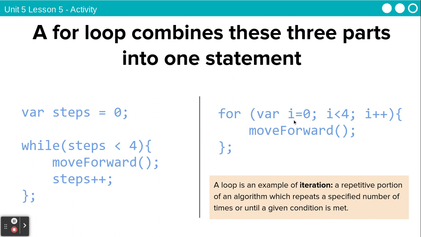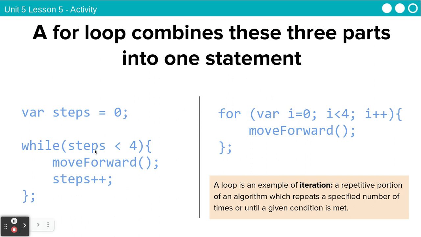They usually use the letter I, and the reason for that, a loop is an example of an iteration, which basically just means that it repeats a repetitive portion of an algorithm which repeats a specified number of times until a given condition is met. All right, so there's that piece. It's just simplified a little bit.